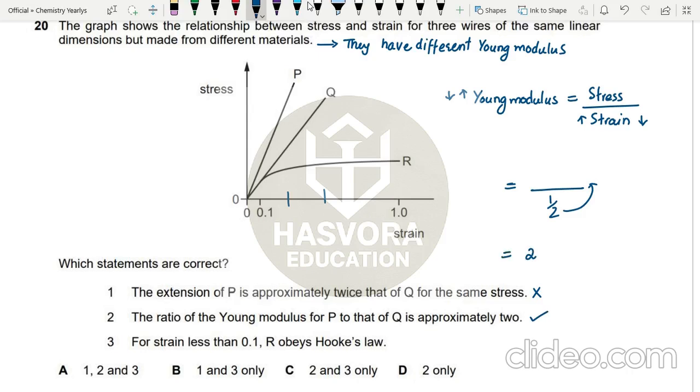The third statement says for a strain less than 0.1, R obeys Hooke's law. Hooke's law is obeyed because the line is straight and linear. It means the extension produced is directly proportional to the stress, or you can also say the force. So the third statement will also be correct. So 2 and 3 are the correct statements. Our answer will be C.